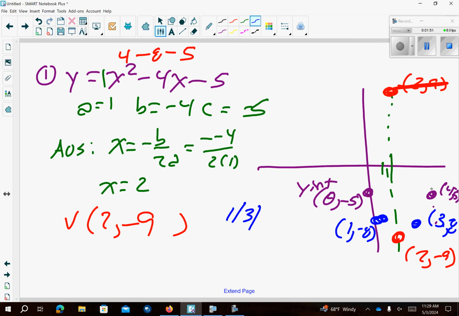If I pattern graph one more time, go right 1 up 5, left 1 up 5. So that's going to take me to -1 comma 0, and that's going to take me to 5 comma 0. These are our roots, or our x-intercepts. And then this is what the parabola looks like.